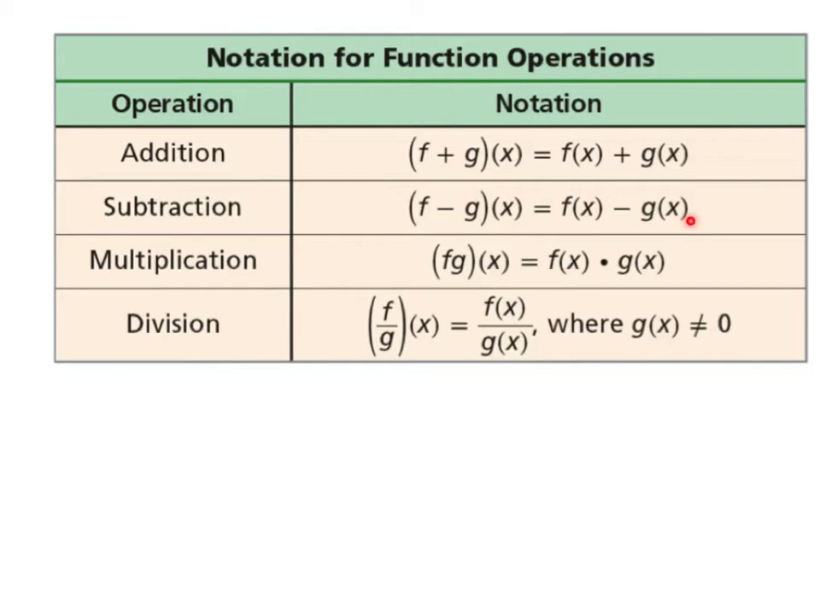For multiplication, it looks like this, f times g of x, which means I'm going to take the f function and multiply it by the g function. And for division, of course, it looks like this, f over g of x, which is equal to the f of x function divided by the g of x function. Now, there is a restriction that will occur, but we're not going to focus necessarily on that in this lesson.